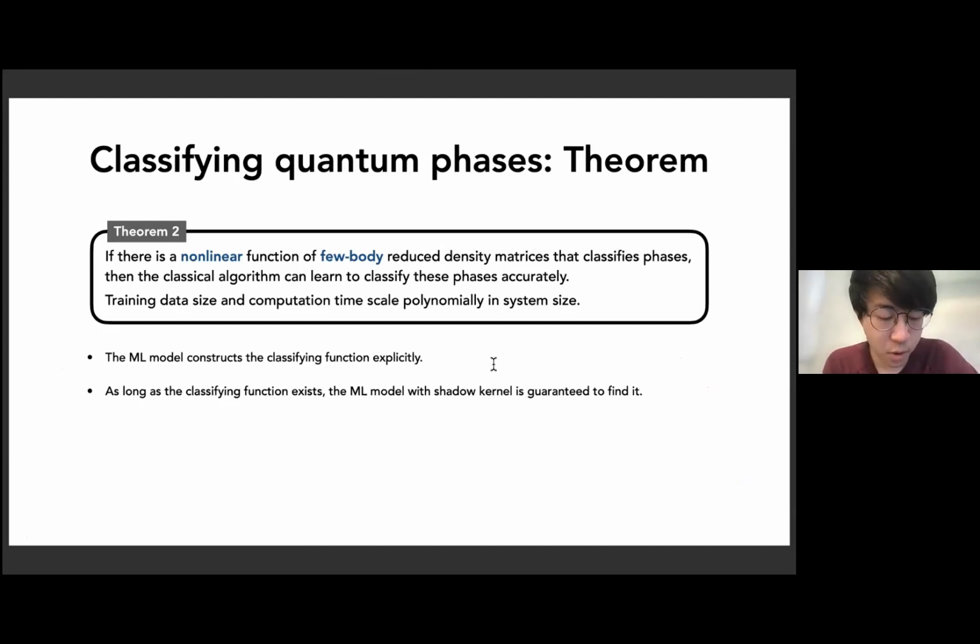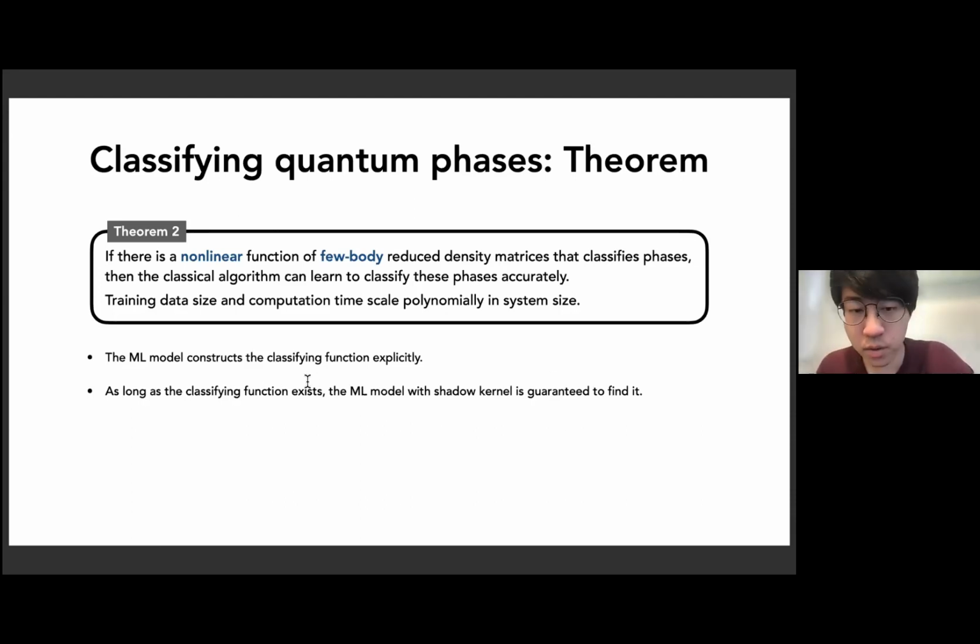So now, similar to before, after discussing the task and the machine learning model, we're going to talk about the theorem. In the paper, we proved the following. We showed that if there exists a nonlinear function of few-body reduced density matrices that can classify phases, then the classical algorithm can learn to classify these phases accurately. Furthermore, the training data size and the computational time both scale polynomially in the system size.